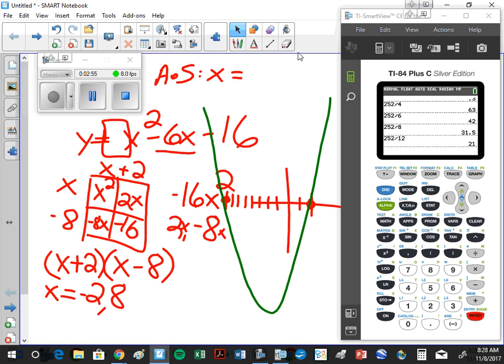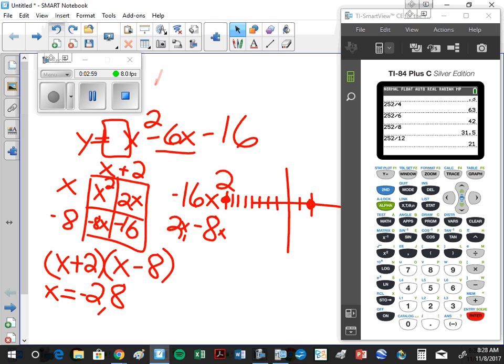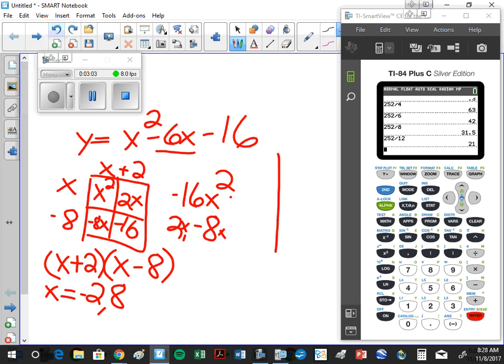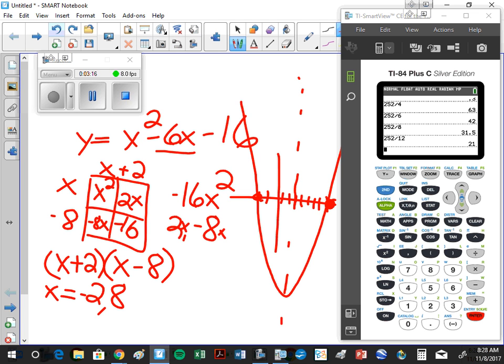Oh, I graphed it wrong. I'm sorry, guys. It's negative 2 and positive 8. So my graph is going to look something like this. And if I go over to x equals 3, that's the axis of symmetry. So the axis of symmetry is x equals 3.